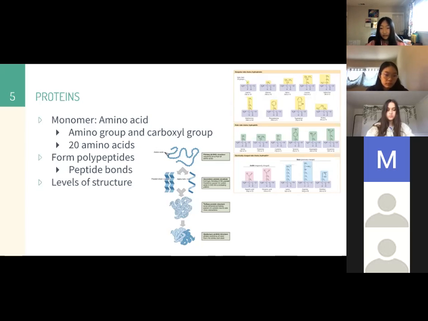On the other hand, when two side groups both dislike water, so they're hydrophobic, they will stay in the core of the protein, forming a core in the middle because they don't like water, and that's really important for protein structure as well.